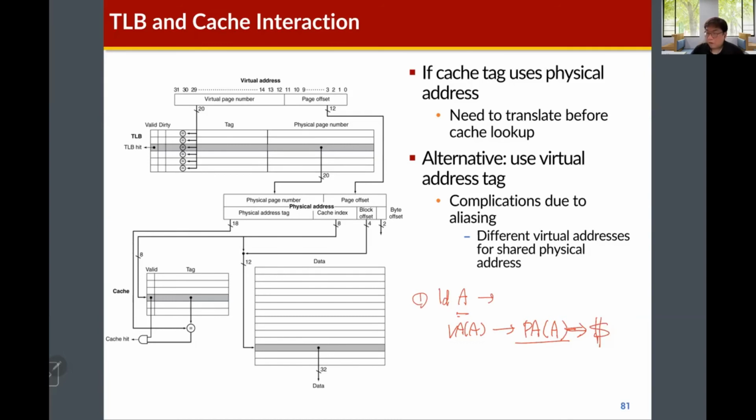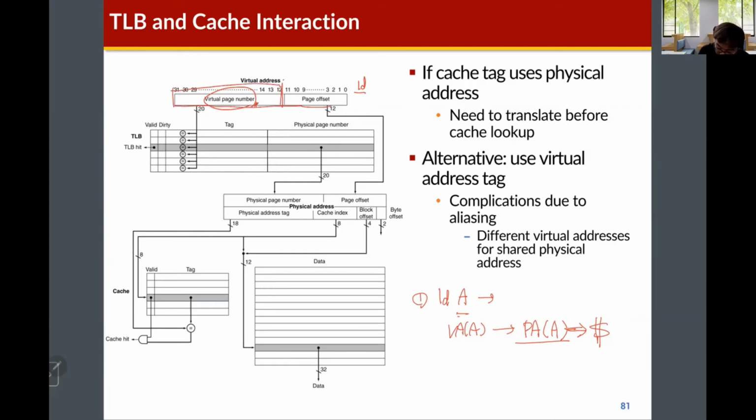Then let's see how the TLB interacts with the cache. This is the virtual address of a load instruction. We need to access the TLB with the virtual page number. The page offset is not translated. We just access the TLB with this virtual page number.